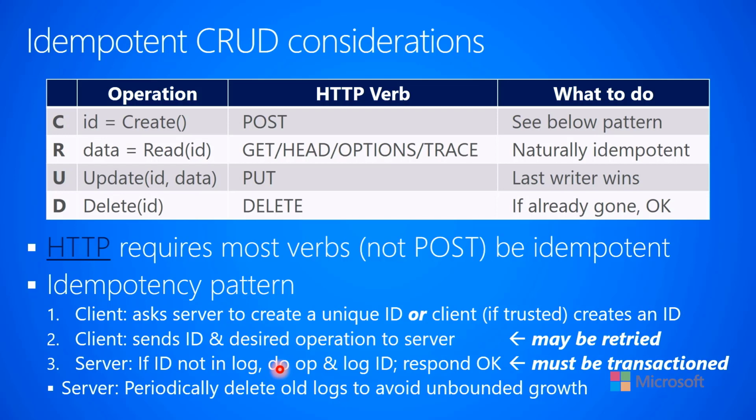Now, these logs of IDs will grow without bounds over time, and that's not ideal either. So my last bullet here is, on the server side, you want to periodically delete old logs to avoid this unbounded growth. Otherwise, you're paying for the storage and maintenance of these logs, and you want to keep them as small as possible. So that's basically the pattern for how you can make a non-idempotent operation become idempotent.